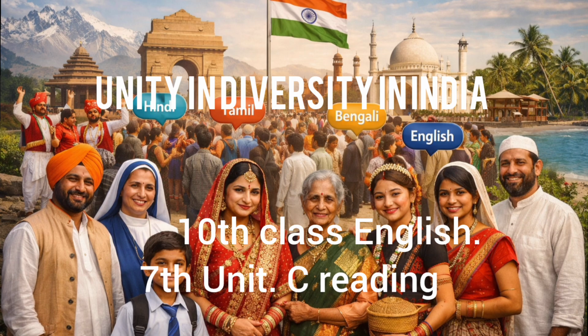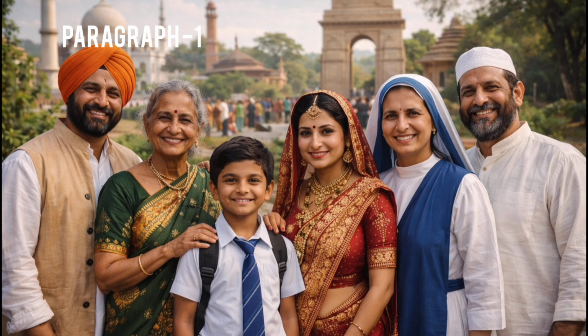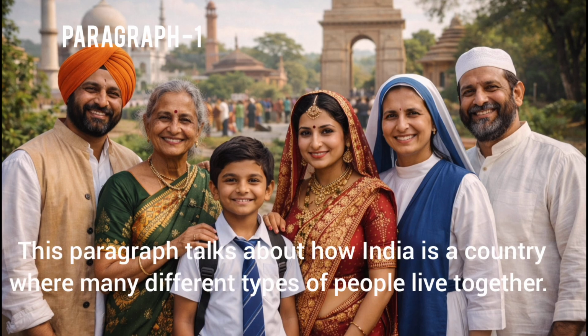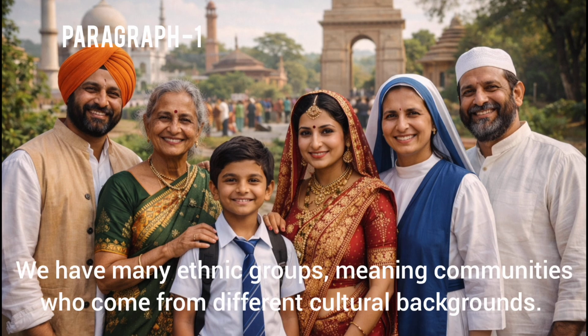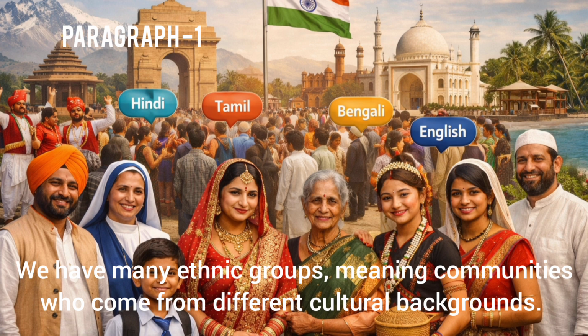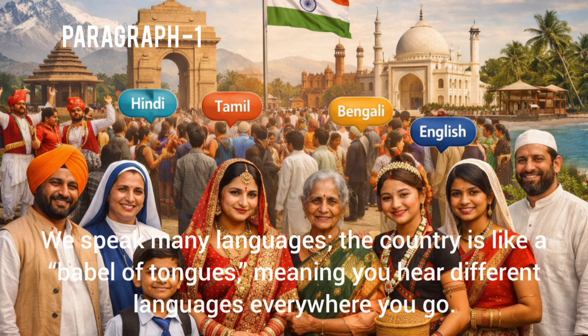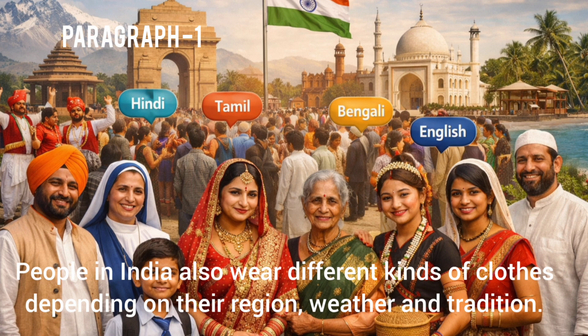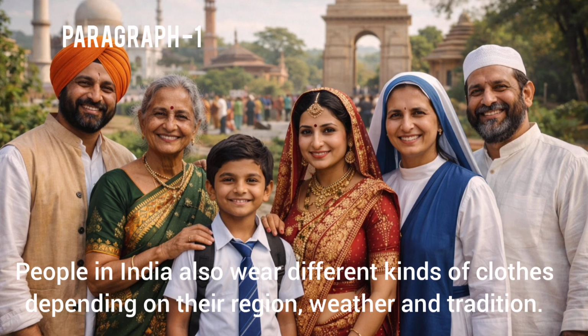Each paragraph is explained. The first paragraph talks about how India is a country where many different types of people live together. We have many ethnic groups. Ethnic groups means communities who come from different cultural backgrounds. We speak many languages. The country is like a Babel of tongues. Babel of tongues means you hear different languages everywhere you go. People in India also wear different kinds of clothes depending on their region, weather, and tradition.